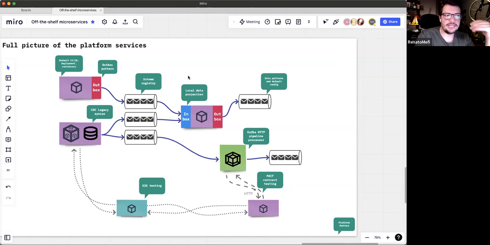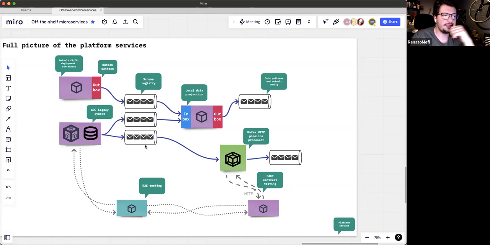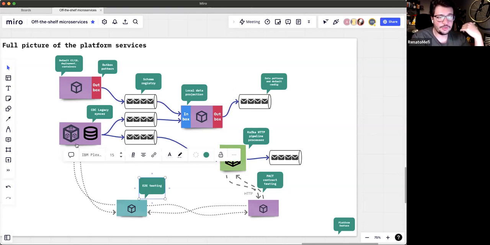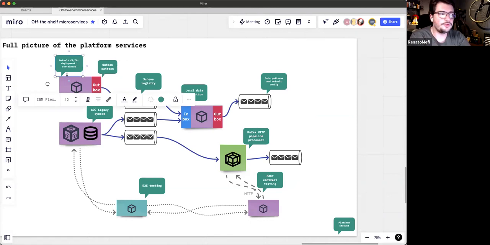So besides those that I already showed to you, like the local data projection, Outbox Pattern, etc., we had, for instance, end-to-end testing that could do an operation on the legacy system and see the outcome all the way into the new services. So that was also provided by the platform. We offer default CI/CD configuration and customizable pipelines in our GitLab in this case.